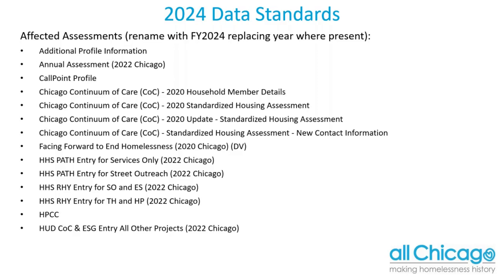The RHY entry assessments for street outreach, shelters, transitional, and homelessness prevention. The HPCC assessment that is custom to our community, and the COC and ESG entry for all other projects. You'll see the other list as we get to the next slide. And where you see a 2020 or 2022 year stamp on these assessment names, those names will be changed to say something like FY 2024 to identify that we've performed the update on the prior versions of those assessments.